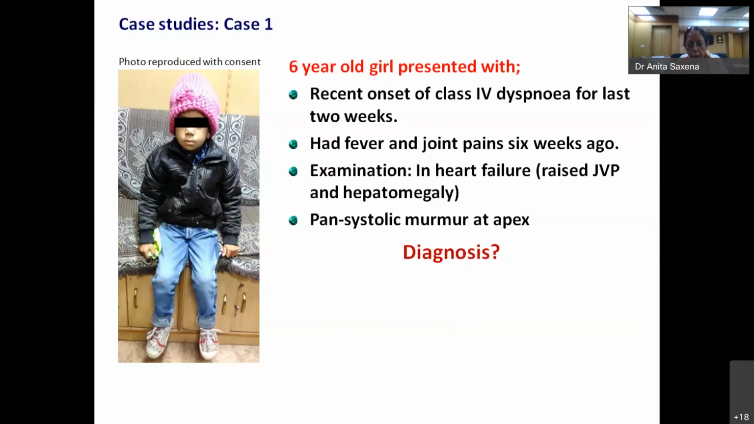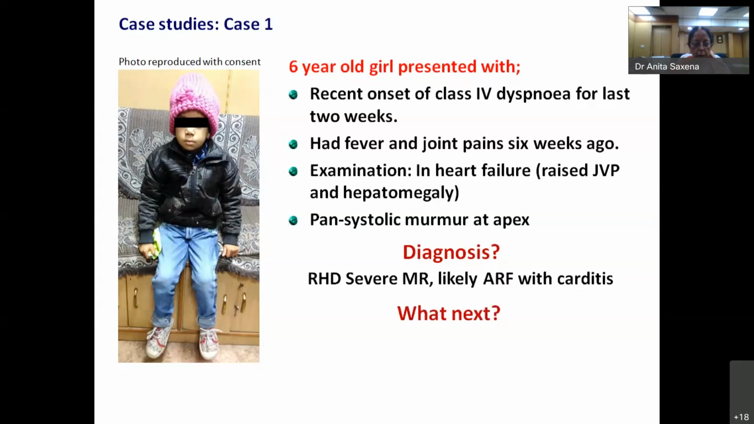And this immediately puts the diagnosis as rheumatic fever leading on to rheumatic heart disease. Examination wise, she is in heart failure and she has a pansystolic murmur at the apex. Very simple case. Patient is presenting with features of mitral regurgitation, likely to be RHD. Since the history is short, we should also think about acute rheumatic fever or carditis presenting with heart failure.